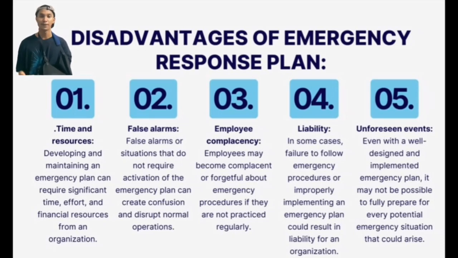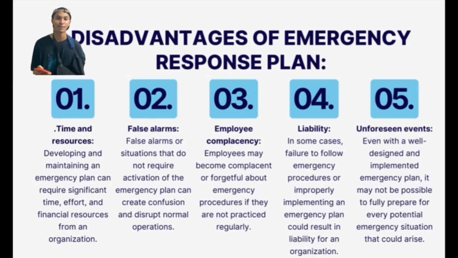So number three is liability. In some cases, failure to follow emergency procedures or improperly implementing an emergency plan could result in liability for an organization. So number four is unforeseen events. Even with a well-designed and implemented emergency plan, it may not be possible to fully prepare for every potential emergency situation that could arise.